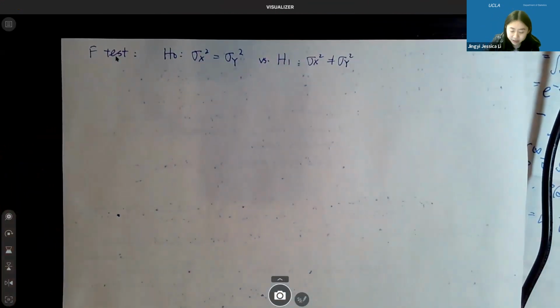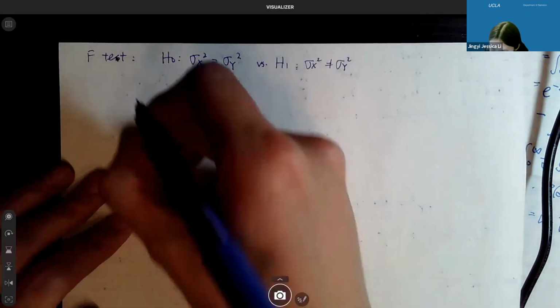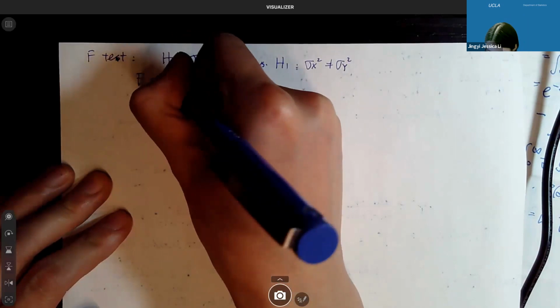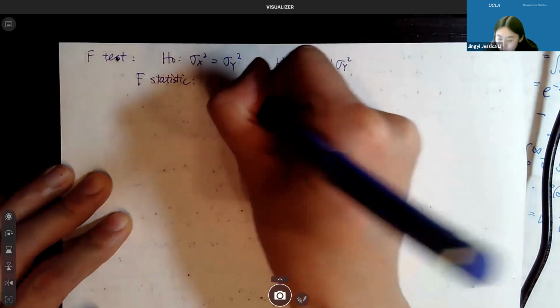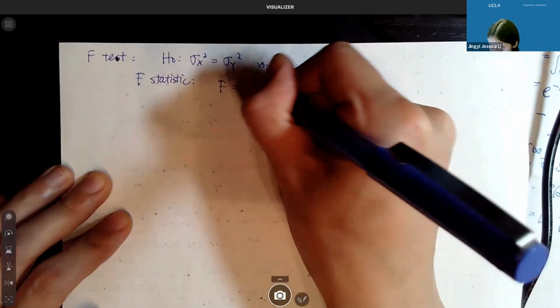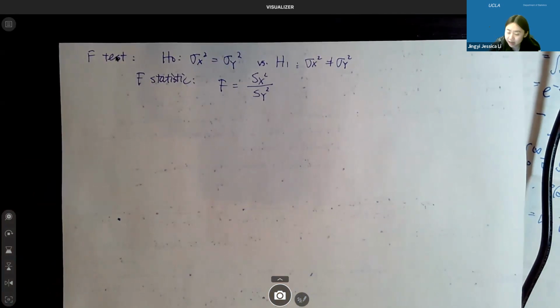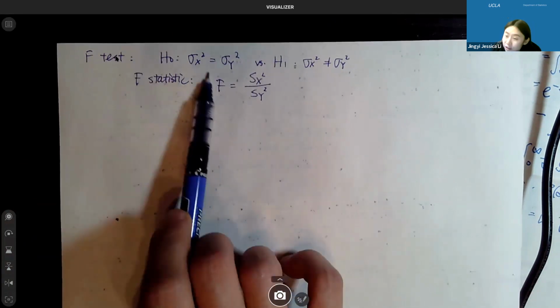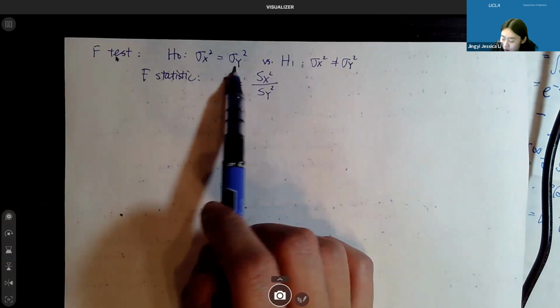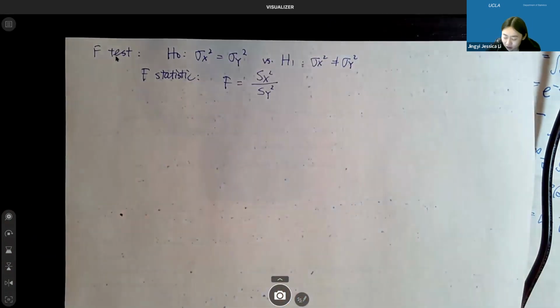Here the Gaussian normal distribution assumption is really helpful, because with that assumption we can have this F statistic, which is constructed by the ratio of the two sample variances: Sx squared divided by Sy squared. In other words, if this ratio is much larger than 1 or much smaller than 1, we would want to reject the null. Otherwise, we do not reject the null. So basically, that's the whole decision.